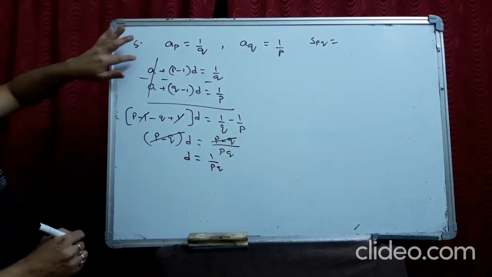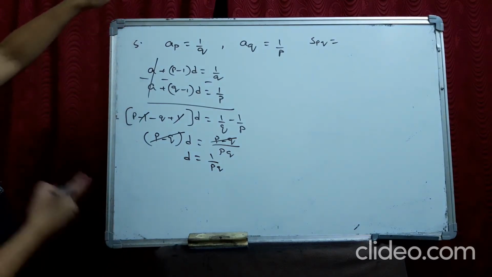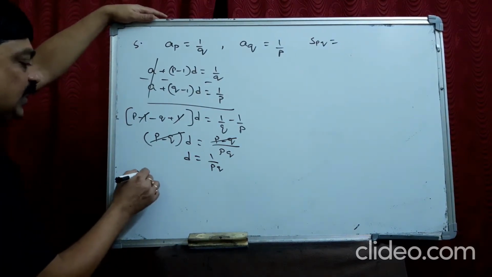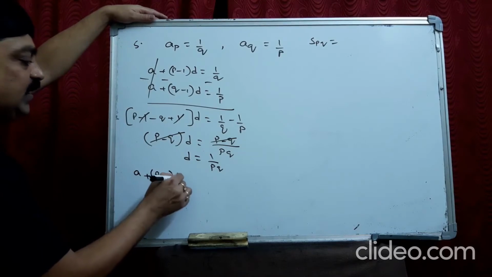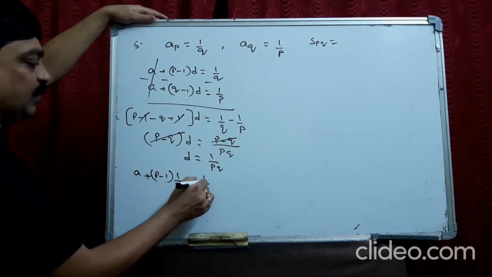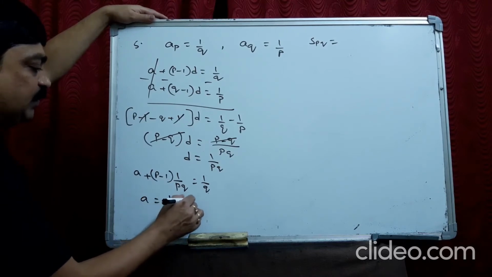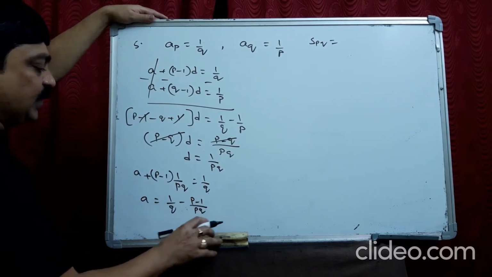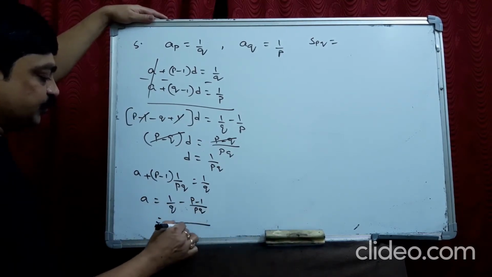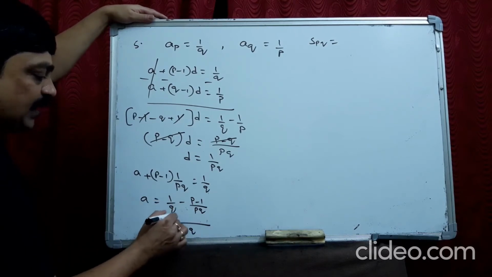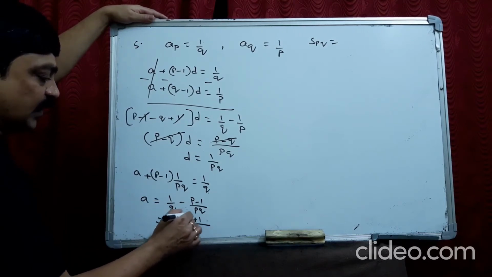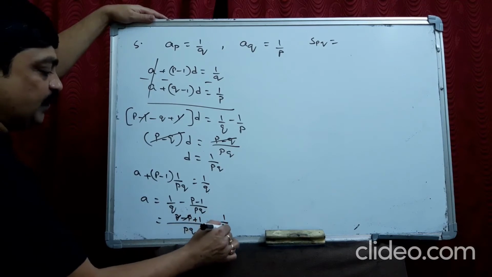After getting D, take any of the equations and find out A also. Okay. So A plus P minus 1 into D, 1 by PQ is 1 by Q. Take that side. A is 1 by Q minus P minus 1 by PQ. So LCM is PQ. So it becomes P minus P plus 1. So A is also 1 by PQ.